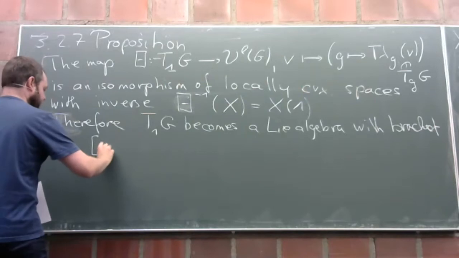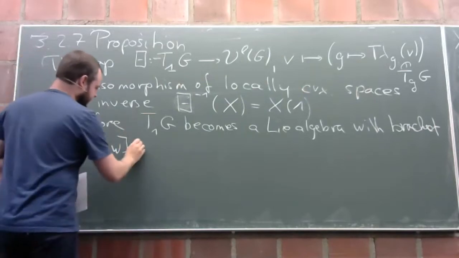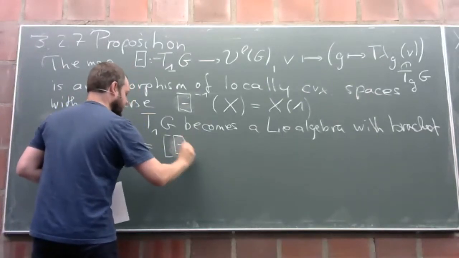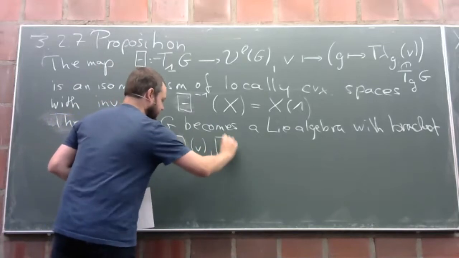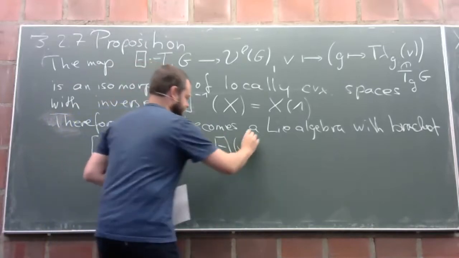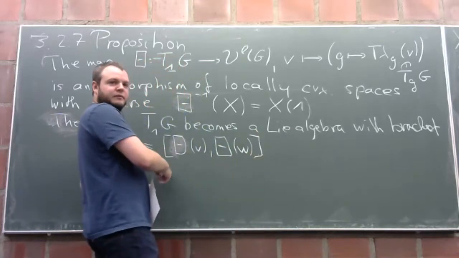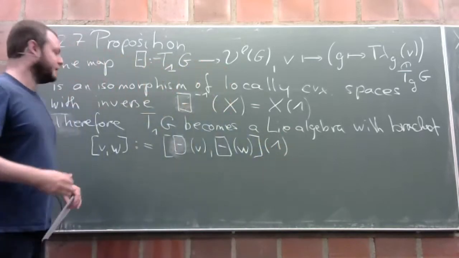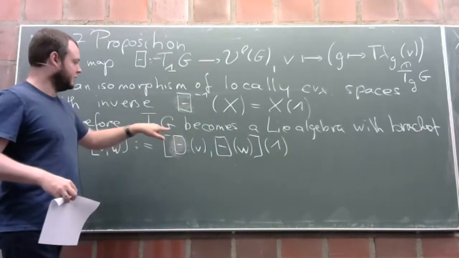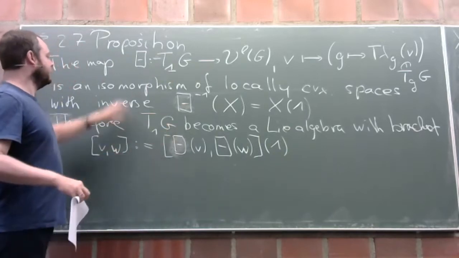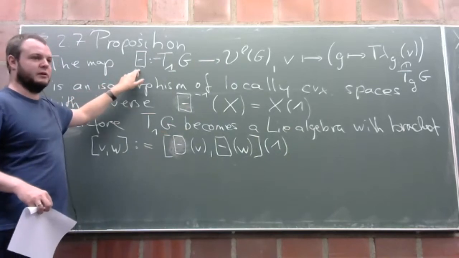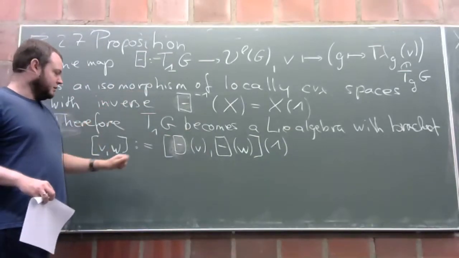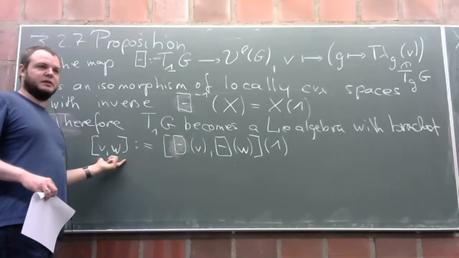I want to define the bracket of two elements in the tangent space. I define it to be: first of all compute the vector fields and compute the bracket in the left invariant vector fields. So this is the bracket of vector fields, and afterwards we evaluate it at the unit. So this gives us a Lie bracket on this tangent space, due to the fact that theta is an isomorphism of locally convex spaces, and we just declare theta to be an isomorphism of Lie algebras, and everything works out.